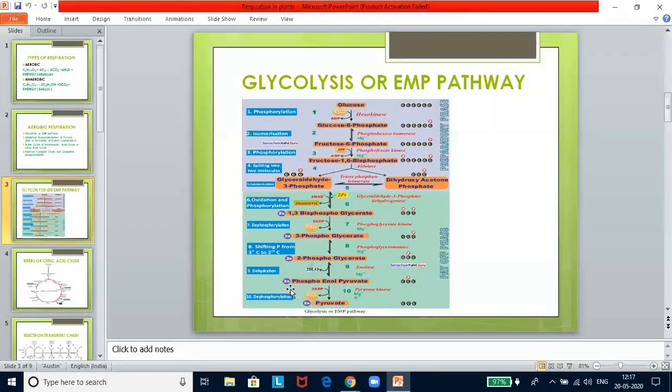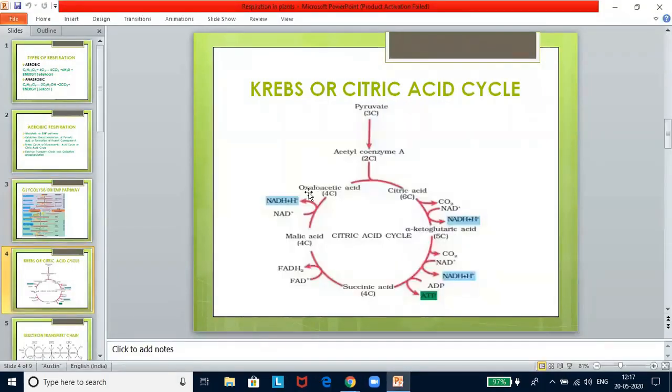The series of cyclic reactions involved in converting pyruvic acid to carbon dioxide and water in mitochondria is called the Krebs cycle. It is also known as the citric acid cycle or tricarboxylic acid cycle or TCA cycle. Now let us try to understand the reactions of the Krebs cycle. In the first reaction of the citric acid cycle, one molecule of acetyl coenzyme A combines with oxaloacetic acid to form citric acid, and this reaction is catalyzed by the enzyme citrate synthetase. Citric acid contains three carboxylic acid groups.